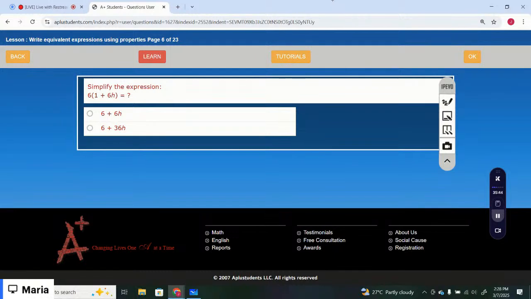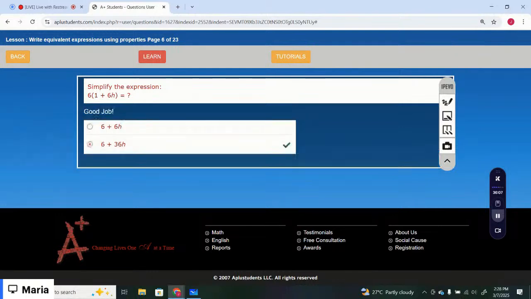6 times 1 plus 6H. That is 6 times 1 is 6 and 6 times 6 is 36. That is 6 plus 36H. Option number 2 is the correct option.